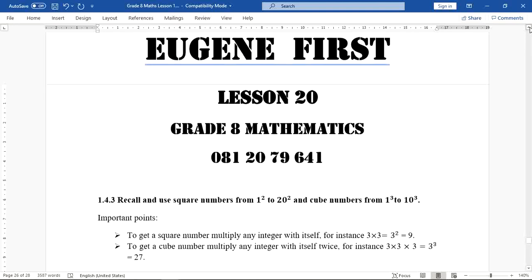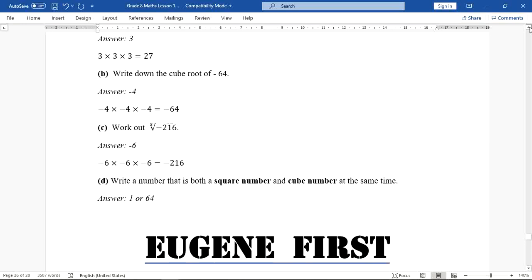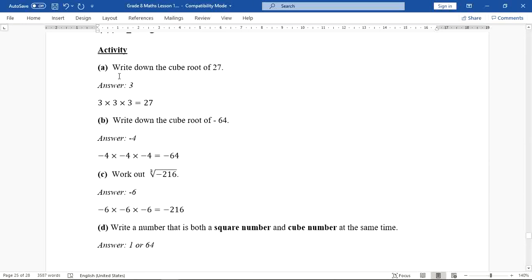Before we look at this lesson's work, I would like to give the answers to Activity 1 from video number 19. Write down the cube root of 27, which is 3, because 3 times 3 times 3 gives us 27. Write down the cube root of negative 64, which is negative 4, because negative 4 times negative 4 times negative 4 gives us negative 64. Otherwise, you could have just punched this on your calculator and got the answers.